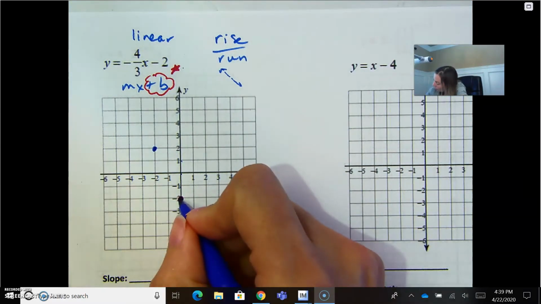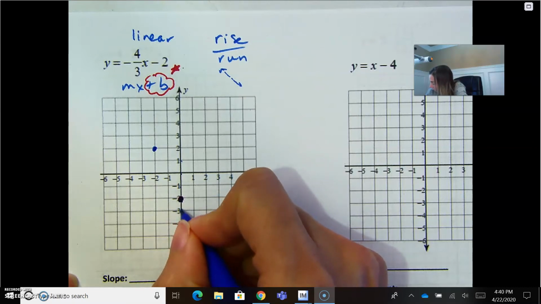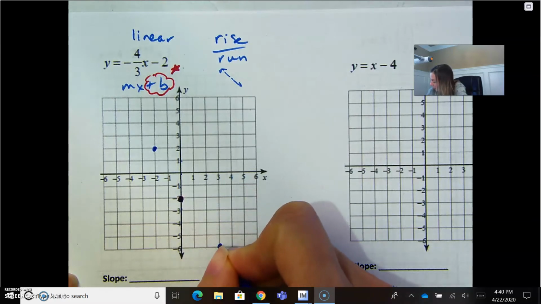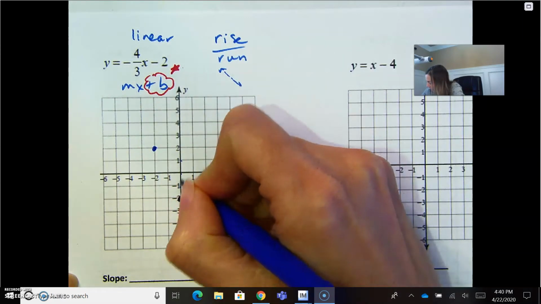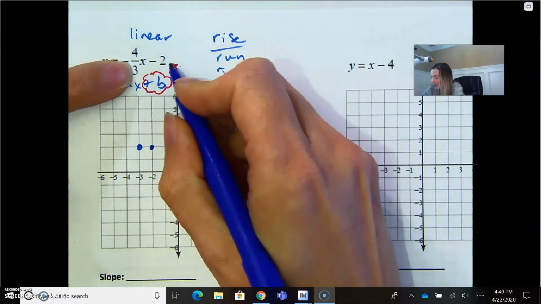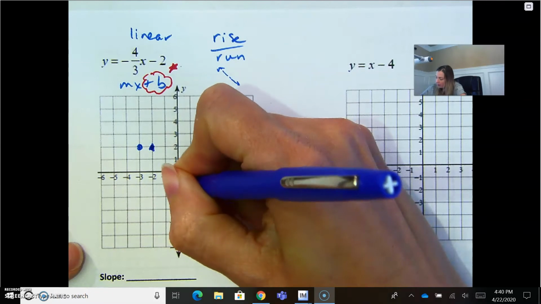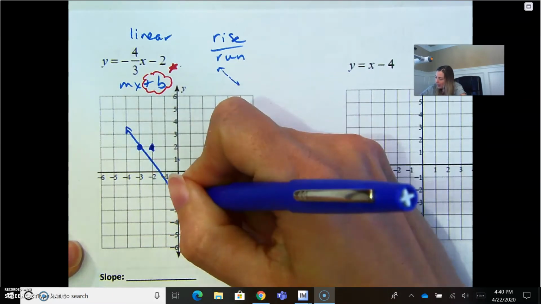You could also go back to that y-intercept of -2 and go down 4: 1, 2, 3, 4, over 3: 1, 2, 3. Oop, I don't think I went over 3, did I? I didn't. I was confused with my 2. Sorry, 4, 3, so that's over to the 3. All right, so connect the dots.